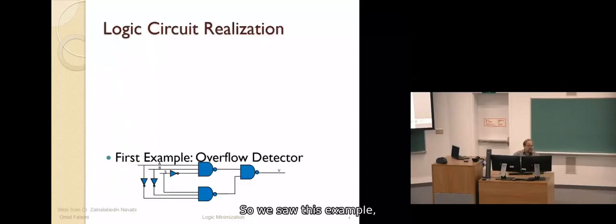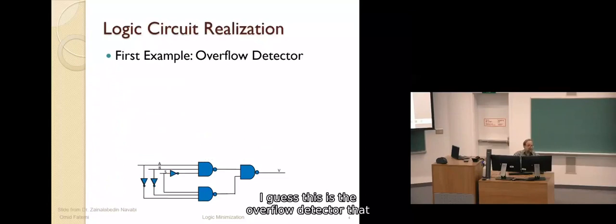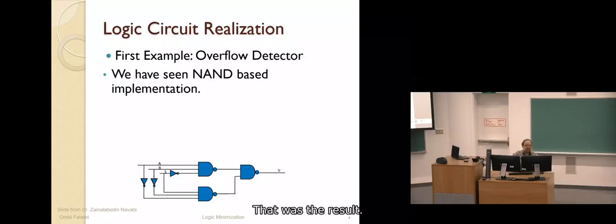So we saw this example. I guess this is the overflow detector, where the sign bits of A and B plus the sign bit of S, the sum of these two, will generate overflow. If A and B are 0 but S is 1, there is overflow. And if A and B are 1 and S is 0, then we have overflow. Otherwise, we don't have overflow. And that was the result.